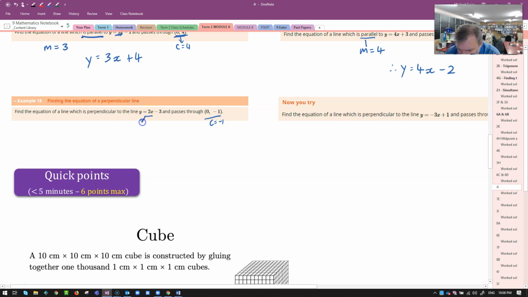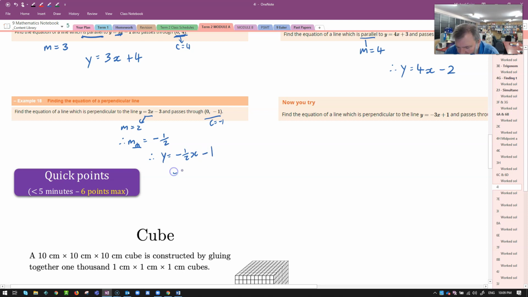Now, perpendicular. So the gradient of this line is 2. Therefore, the gradient of a perpendicular line, and that's the little symbol there for perpendicular, that would be the negative reciprocal. So negative, the reciprocal of 2, what is it? That's right, 2 is 2 over 1. Turn it upside down, 1 over 2. So my equation would be y equals negative 1 over 2x minus 1.